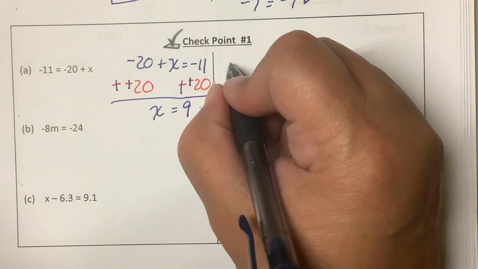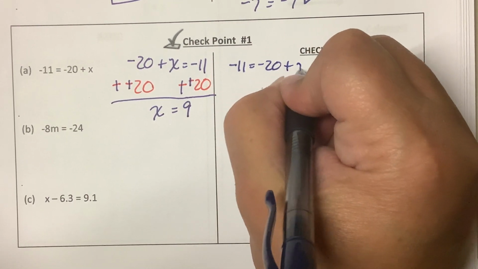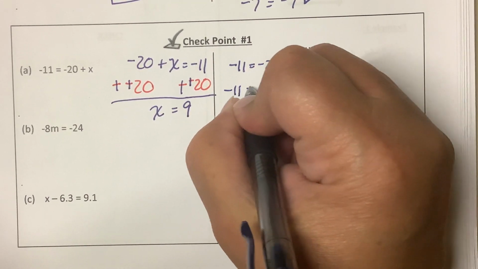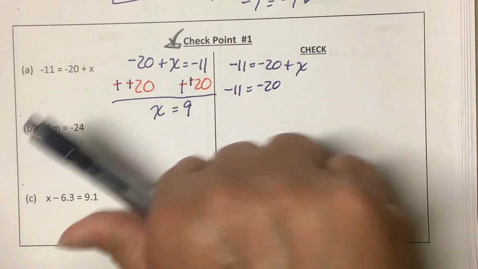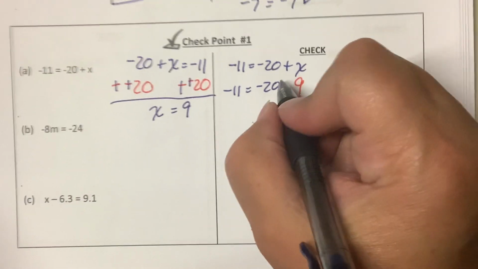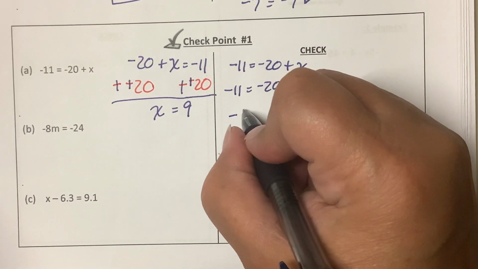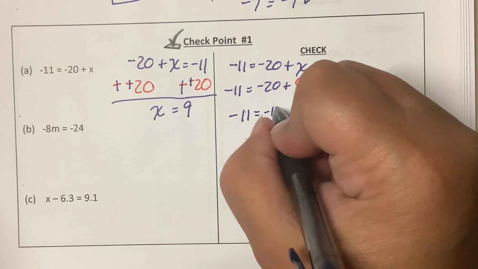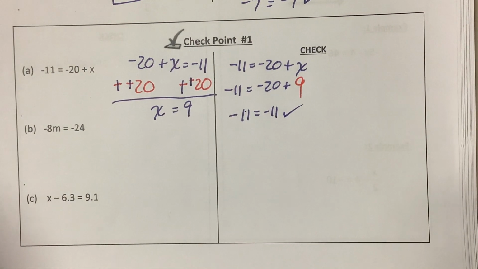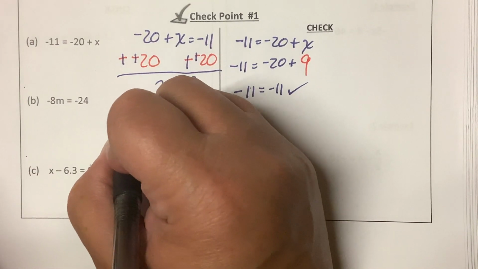All right, rewrite the original problem. -11 equals -20 plus x. -11 equals -20 plus 9. The signs are different, so you subtract. 20 minus 9 is 11. 20 is larger, so it's -11. Yay, it checked.